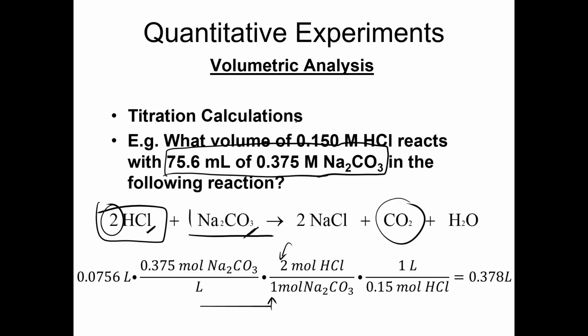And then finally, I'm given the fact that I'm using a 0.15 molar solution. And so that conversion factor is, of course, 0.15 moles of HCl in 1 liter, right? That's just molarity here. 0.15 comes from this conversion factor. Okay, and that gives me 0.378 liters, or 378 milliliters of stomach acid that are going to be neutralized.